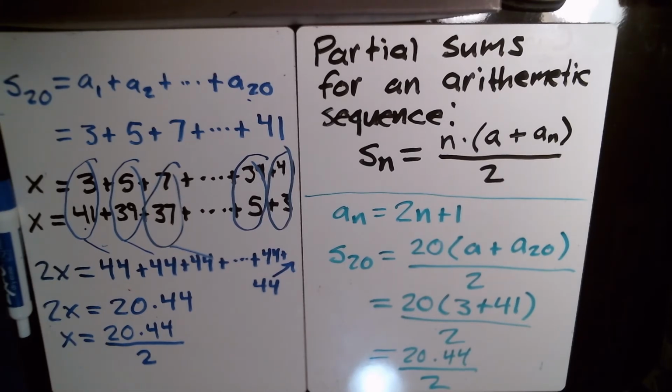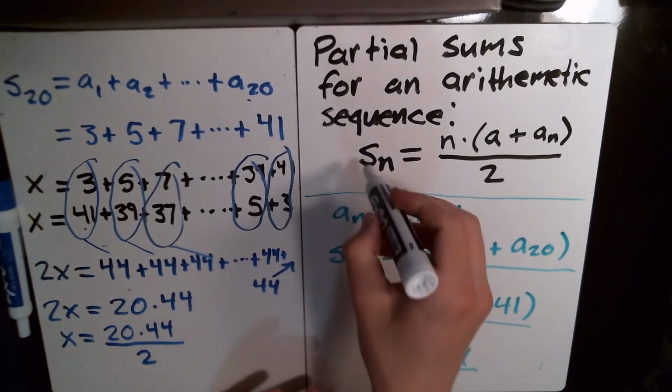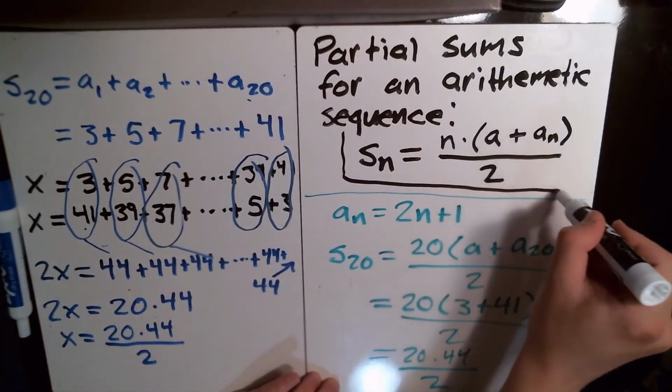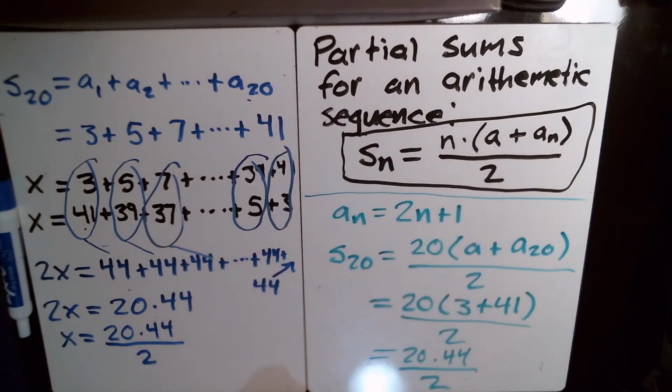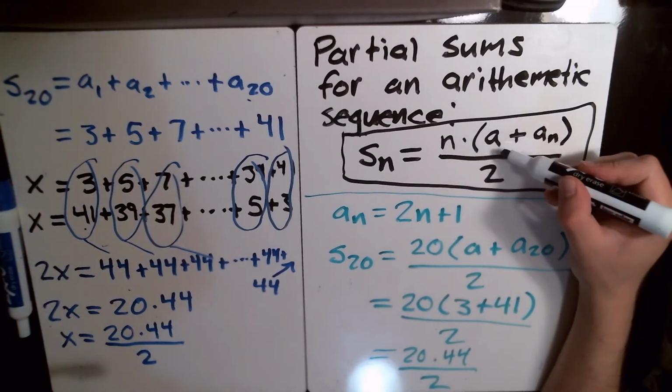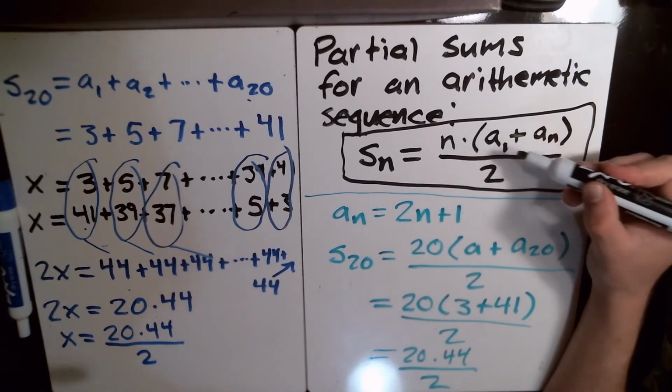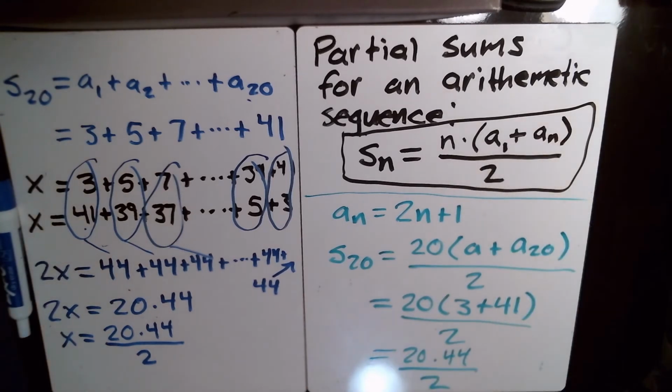So this is a formula you're going to need to know: the sequence of partial sums for an arithmetic sequence will look like this. And if it helps you to remember what a is, you could maybe just put a 1 there to mean, well, that's the first term of your sequence.